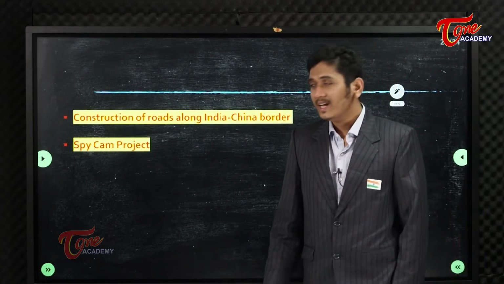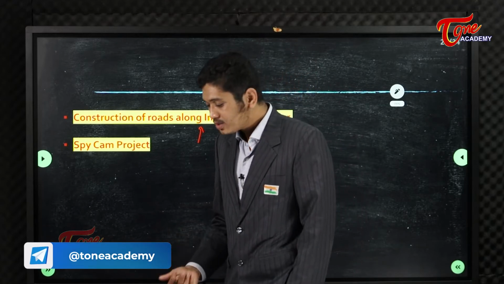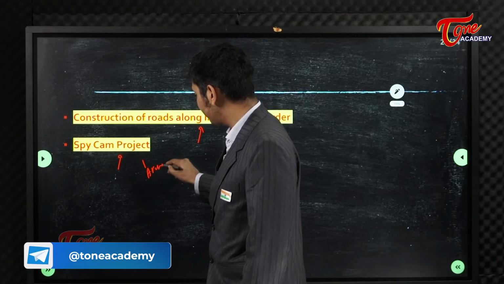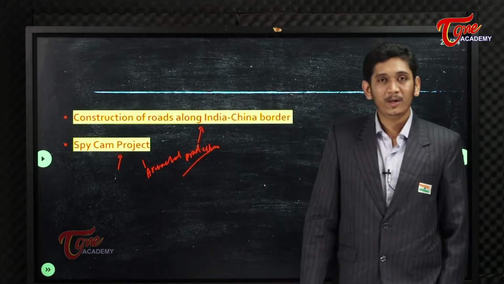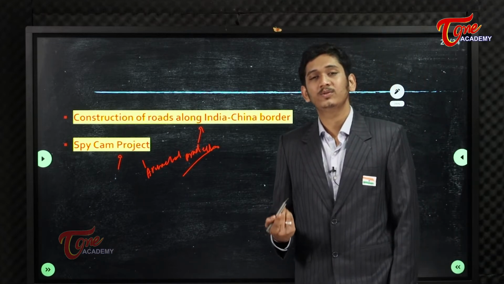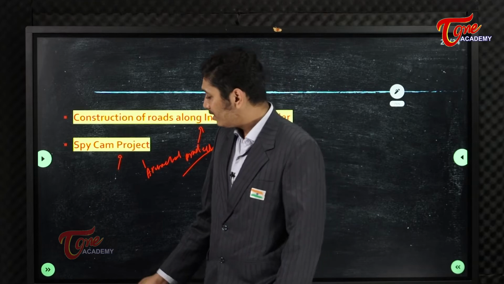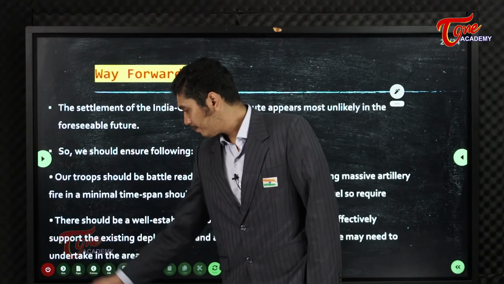What we need to do is construct roads. Even we started a spy camera project in the region of Arunachal Pradesh, my friend. But it was also a failure because the spy cameras were not suitable for that terrain, which is heavily flooded by rain, because in Northeast India, if it rains, it pours.